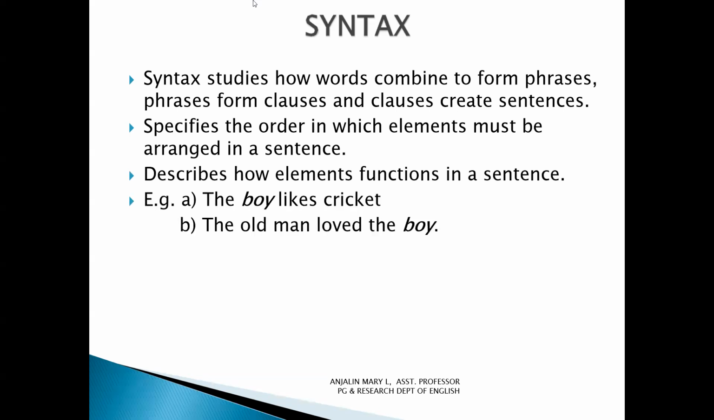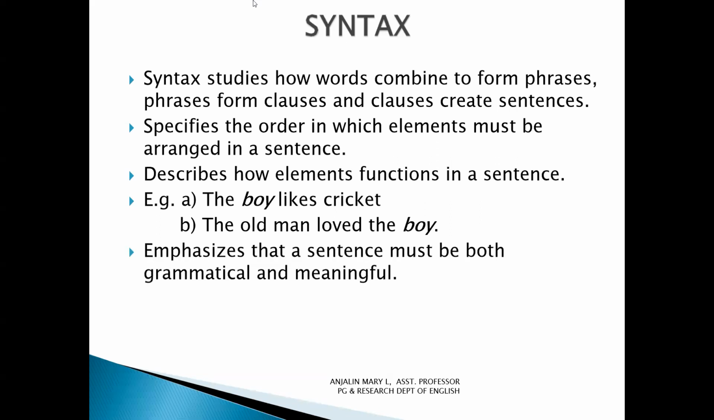sentence. Let us take this example. First sentence, the boy likes cricket. And the second sentence, the old man loved the boy. So here you can see the word boy functions in different roles. For example, in sentence A, it functions as the subject of the sentence, whereas in sentence B, it functions as the object. So the function is different. It takes a different role according to the sentence. So you study about this in syntax.